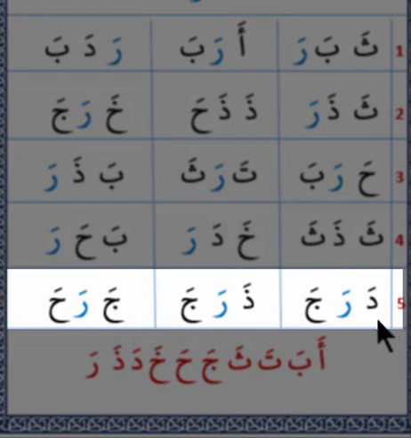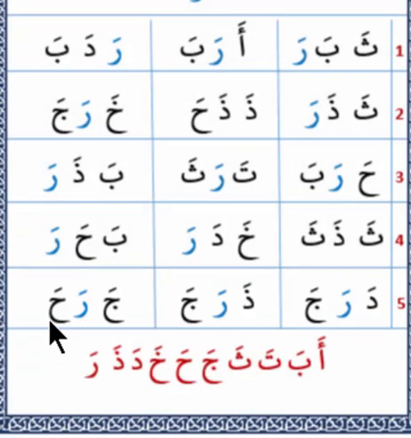Fifth line: Da, Ra, Ja. Tha, Ra, Ja. Tha, Ra, Ja. Ja, Ra, Ha. Ja, Ra, Ha. And now we read the letters that we learned so far in alphabetical order.